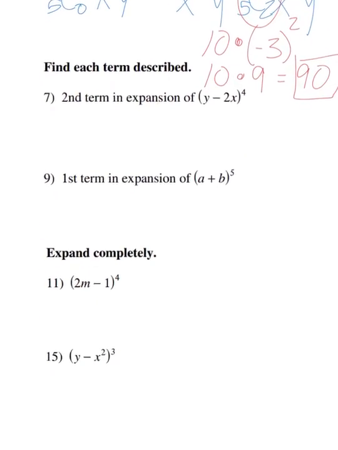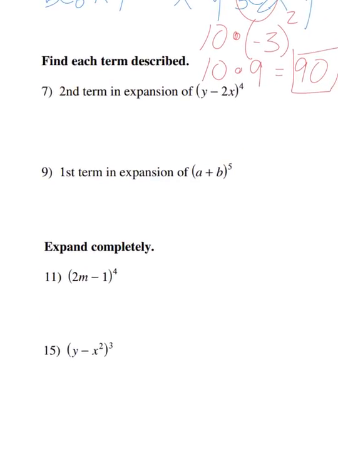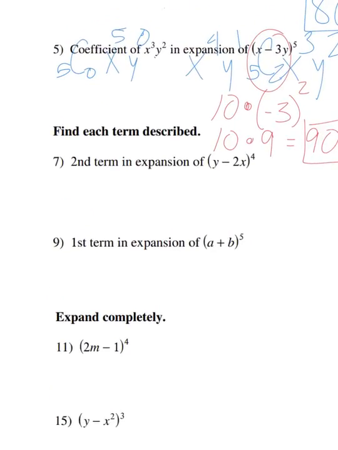So if I go down to number 7, it says second term in an expansion of (y minus 2x) to the 4th. When they're saying second term, they literally mean the actual second term, so I'm not referring to the 5c0 as a 0 term, 5c0. This is my first actual term in that polynomial. So I'm going to skip this first one and go straight to the next one.